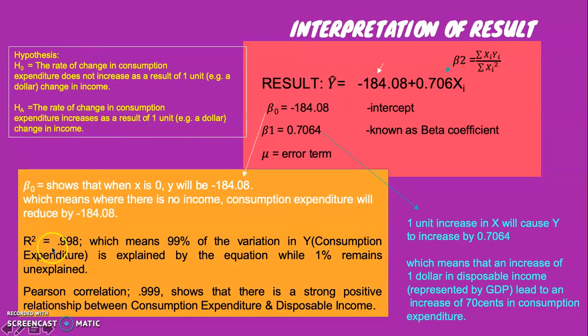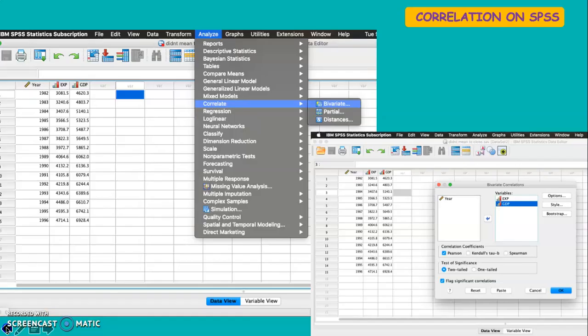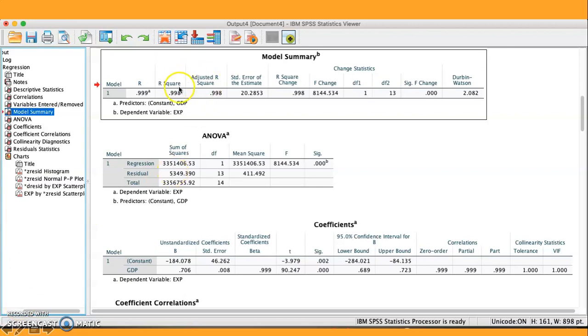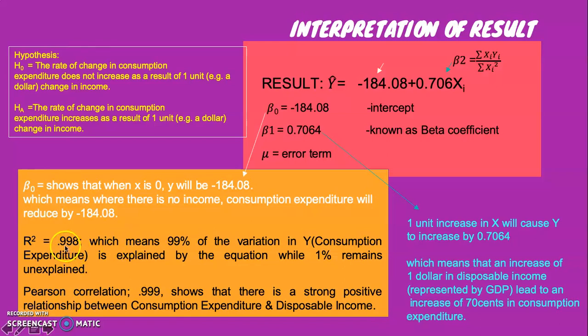Now let's talk about R square. In our results, R square is 0.998 and it is shown here. This is R square. R square of 0.998 in value means that 99% of the variation in consumption expenditure is explained by the change in the independent variable, that is GDP. The value of R square should be multiplied by 100 to turn it into percentage.